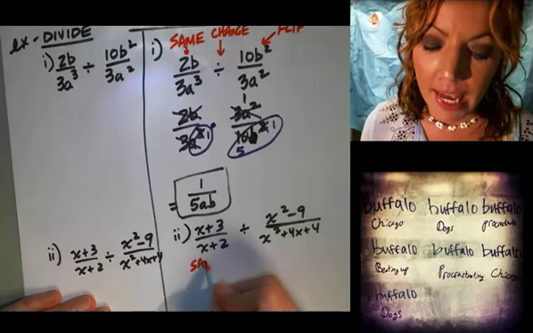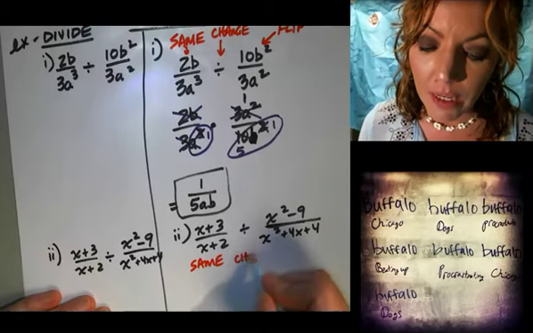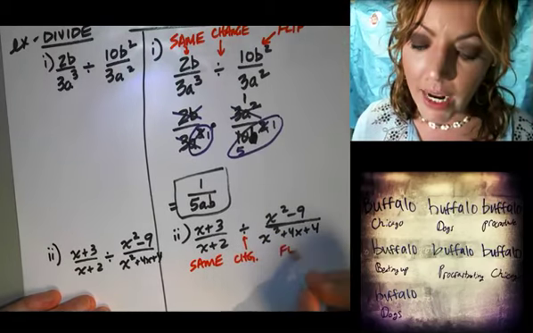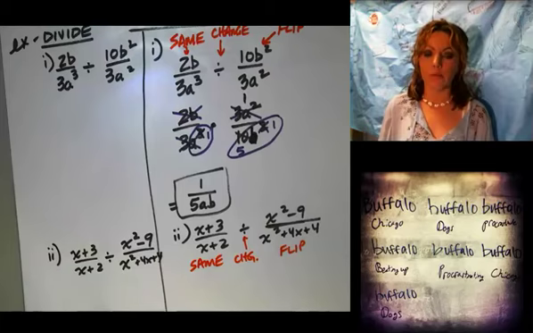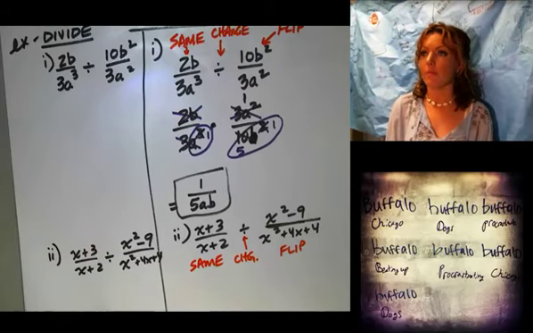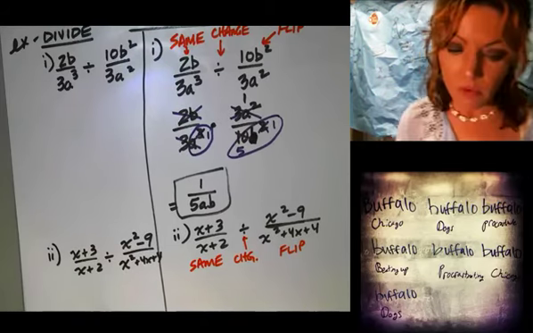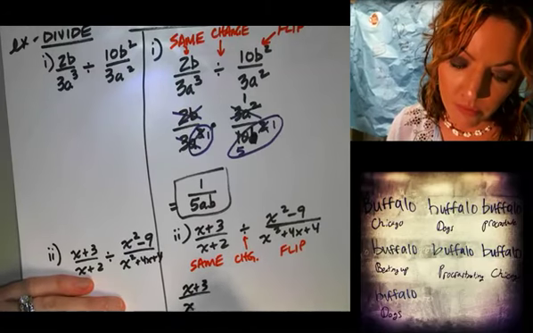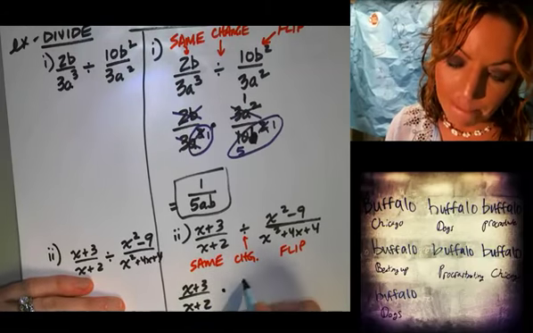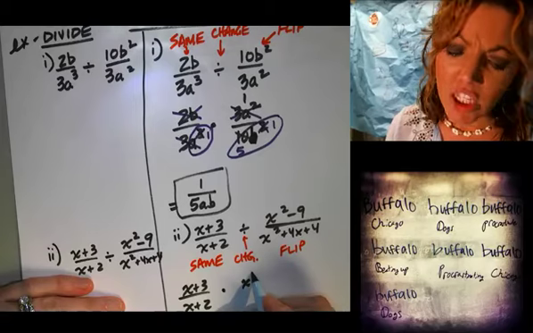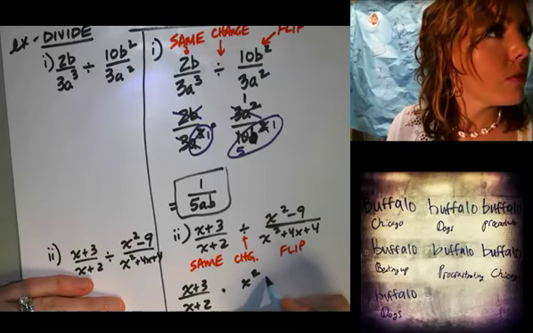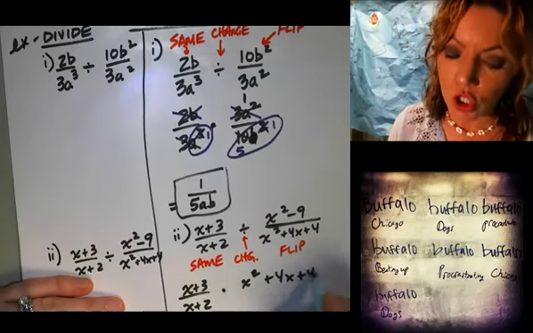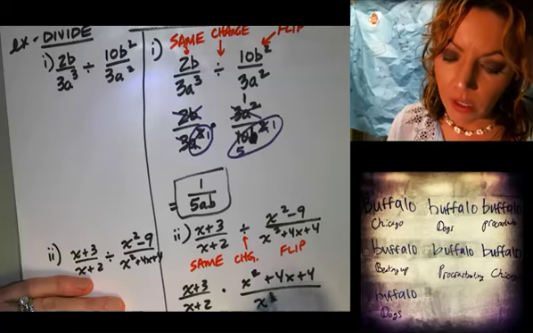So somebody tell me when I same, change, flip, what it should look like. Ashley. The x plus 3, good, over x plus 2. Good. Times x squared plus 4x plus 4 over x squared minus 9. Cool. Everyone give it up for Ashley.